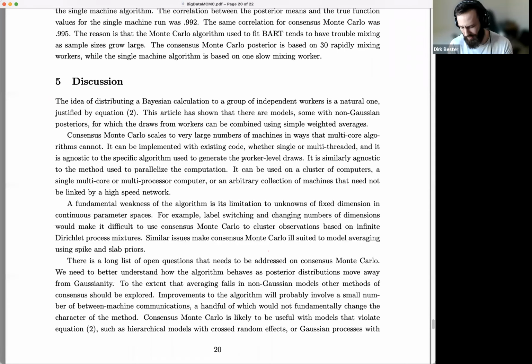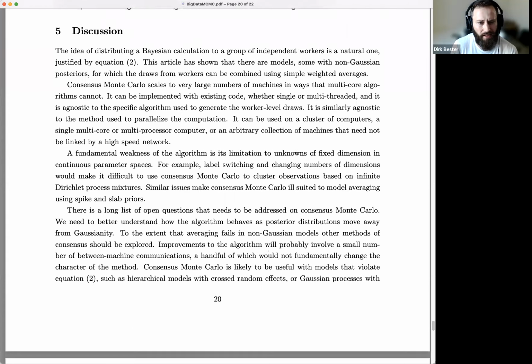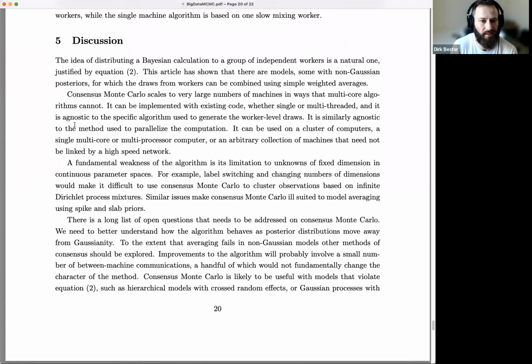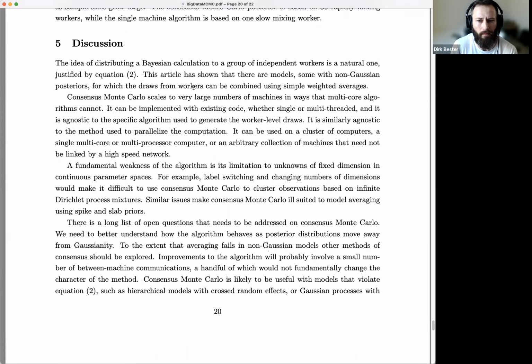In the discussion here, what they say essentially is more research is needed. They say it works, but more research is needed to see how this will work if the models are non-Gaussian, basically. It looks like it will work. Consensus Monte Carlo scales well. It can be used in a cluster of computers. It's a useful technique because it looks like it works. But more research would be needed to see exactly what the caveats are. That's what they say here.